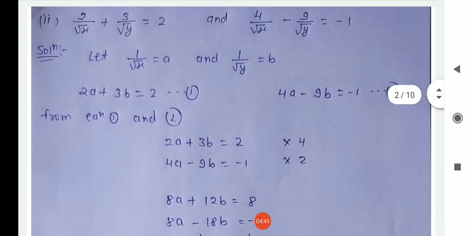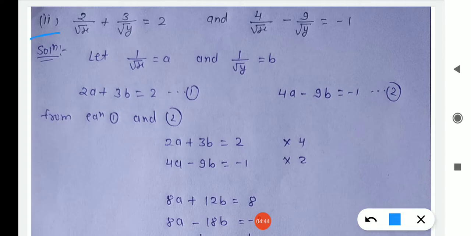Now I take question number 6, sub question second of question first: 2 upon root x plus 3 upon root y equal 2, and the second equation is 4 upon root x minus 9 upon root y equal minus 1. So here 1 upon root x is the same and 1 upon root y is also the same. So I take 1 upon root x equal a and 1 upon root y equal b.